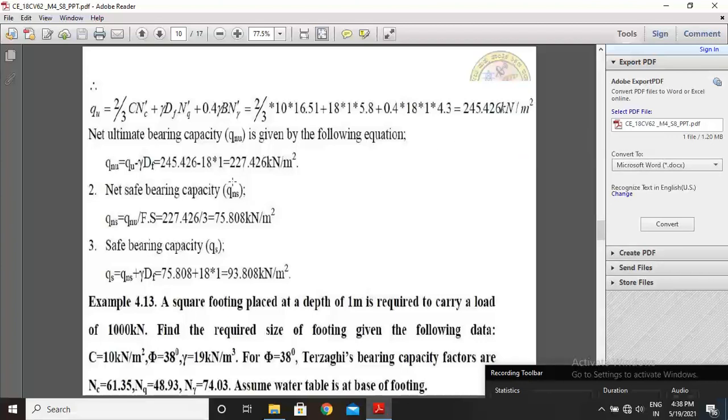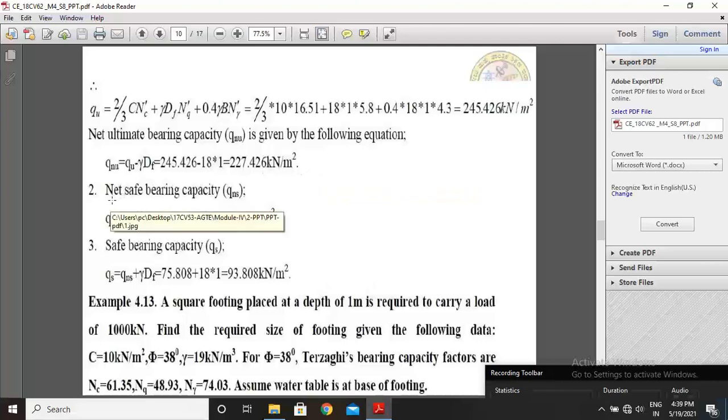Next step, net ultimate bearing capacity is given by the following equation, that is net ultimate bearing capacity equal to ultimate bearing capacity minus overburden pressure. Now substitute the values in this equation. QU is 245.426 minus gamma is 18 into DF is 1. After solving this, we are getting the answer 227.426 kilonewton per meter square.